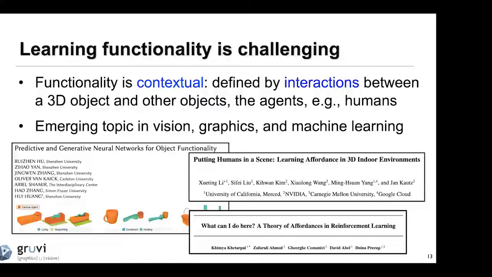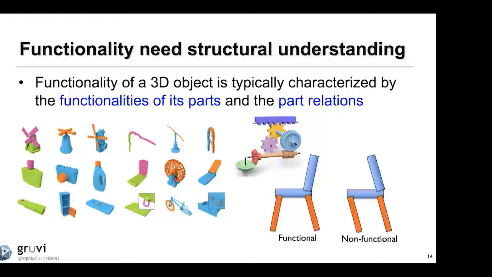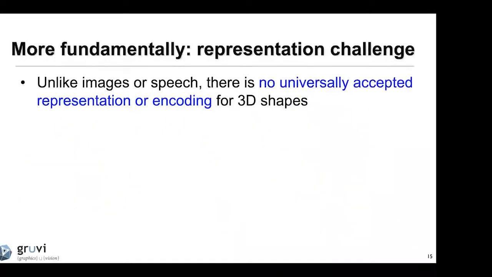Here are just some samples of works. One thing that's very relevant to my talk is that the functionality of a 3D object is typically characterized by the functionality of the parts, and in particular, also part relations. Here's a very simple example. On the left, you have something which is functional. On the right, you have something which is not functional. And this functionality is entirely defined by the angles made between the parts in this chair. So part relations are very important for studying and learning functionality.